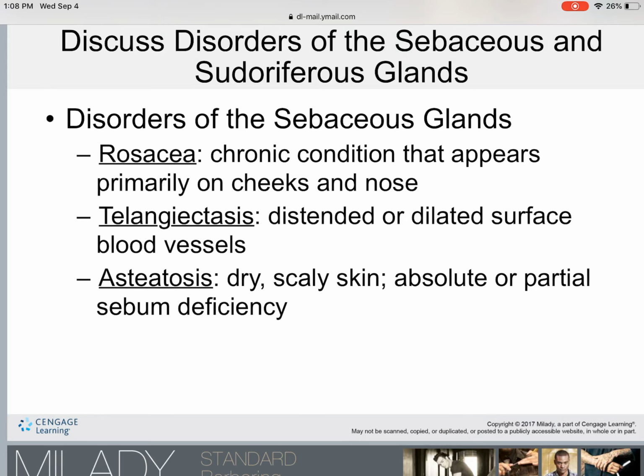Rosacea is also used to be called acne rosacea. It's a chronic condition that appears primarily on the cheeks and nose, rosy cheeks.